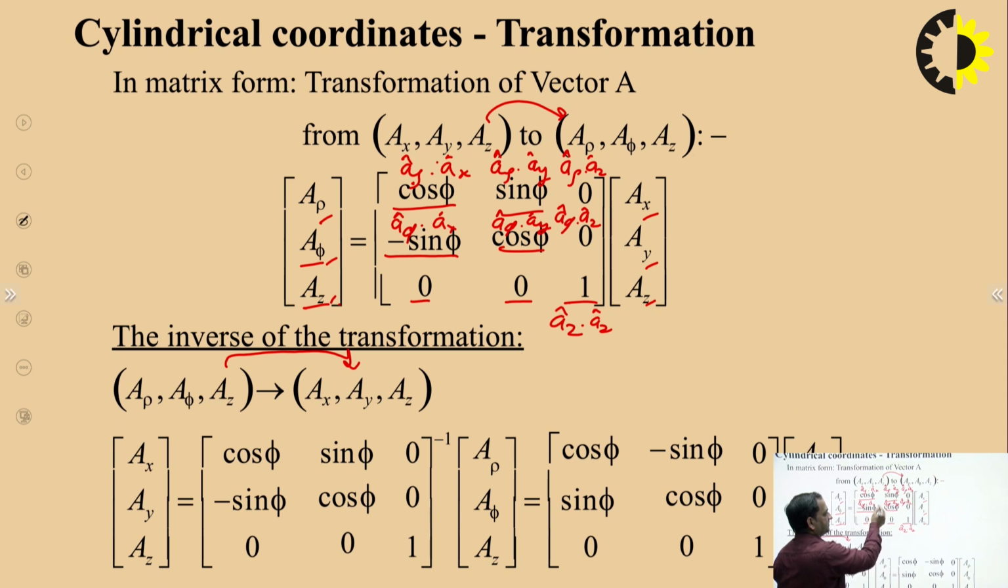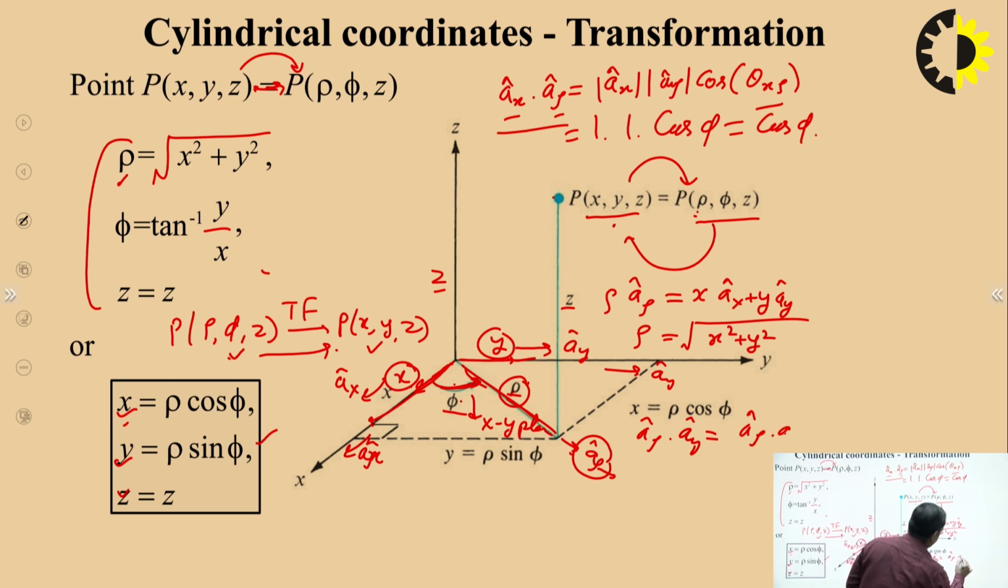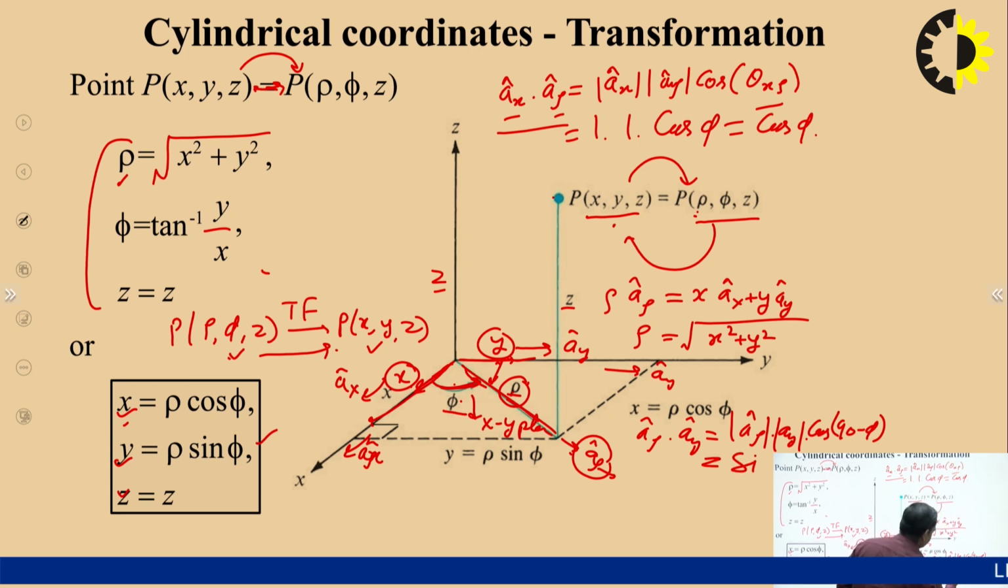Similarly, we can write a rho dot ay. So we can see here a rho dot ay. What will this be? a rho dot ay will be equal to the magnitudes into cos of the angle between these. What is the angle between these? 90 minus phi. In this case, the result will be sine of phi.